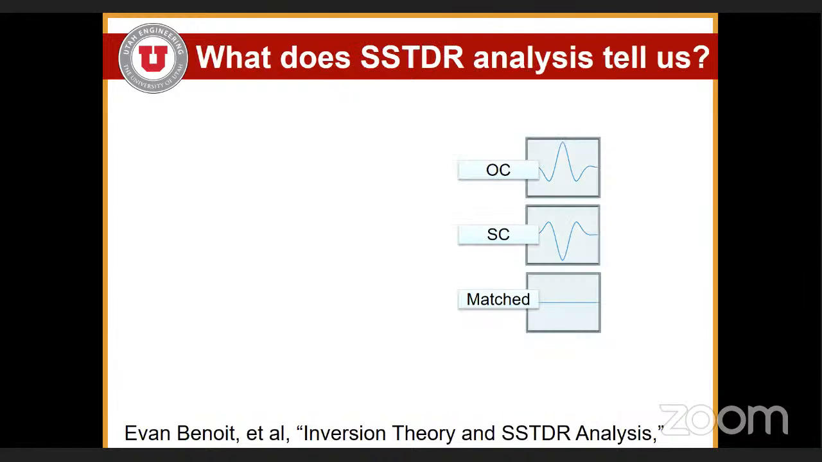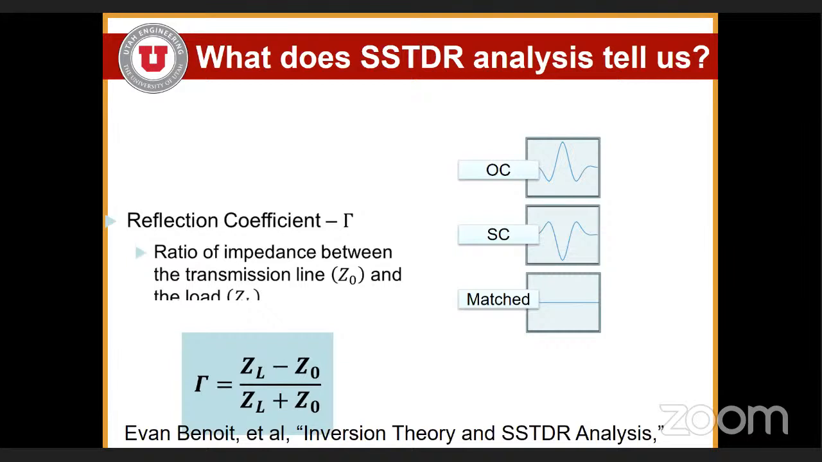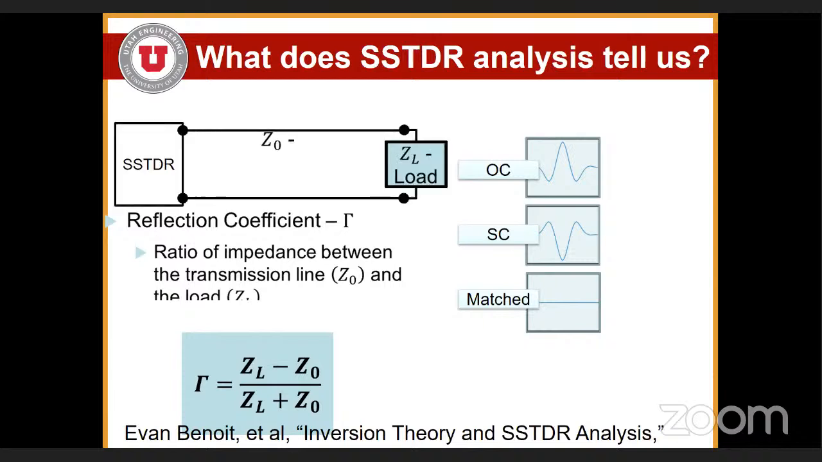So what does the analysis tell us? We use the reflection coefficient the same way we would in regular reflectometry, except what we're looking at is the peak of the signal to evaluate that. So we consider the input, the impedance of the line, the characteristic impedance of the line, and the impedance of the load, and how that affects the reflection coefficient.